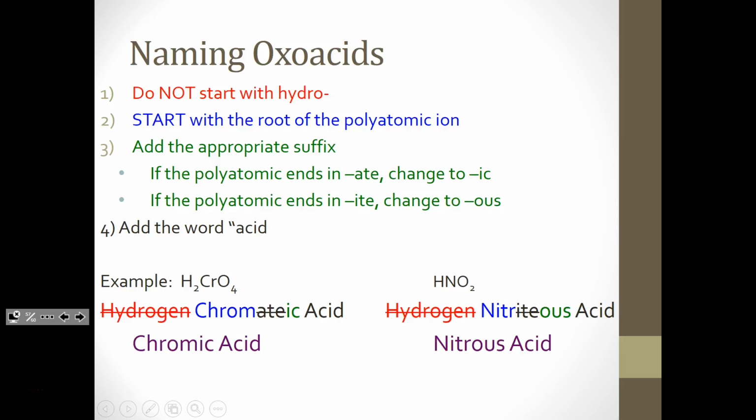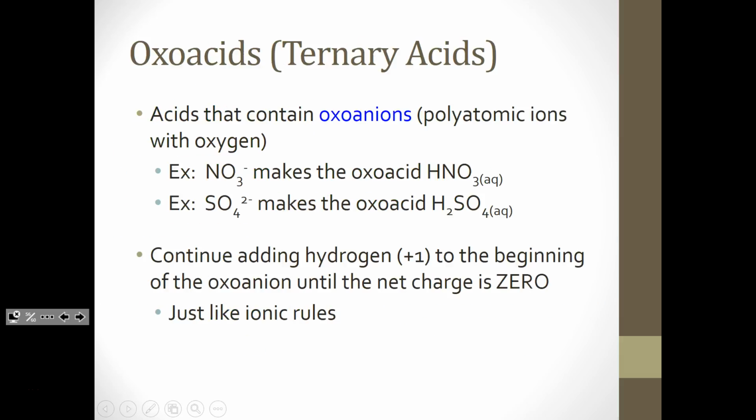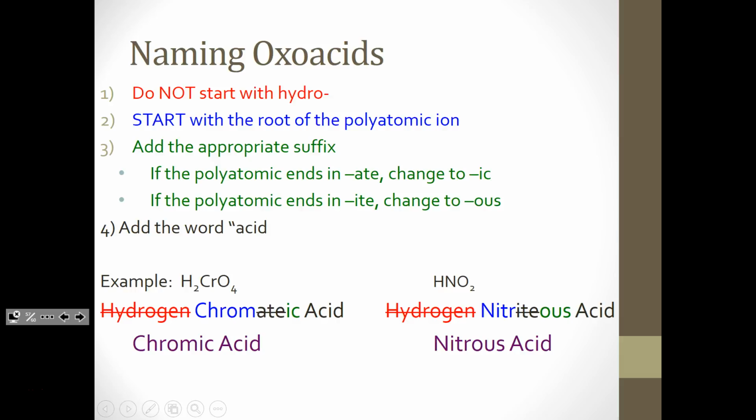First of all, you do not start with the prefix hydro. That doesn't mean that there's not a hydrogen in the actual acid name. If I go back, you can see that these acids right here, they both are acidic because they have the hydrogens at the very beginning. But in terms of the name, they do not start with hydro. And so this is key. That is how you can tell immediately from the name of the acid whether it's a binary acid or whether it is a ternary acid or an oxo acid. Because binary acids start with hydro. Polyatomic acids do not. So what do you start with?